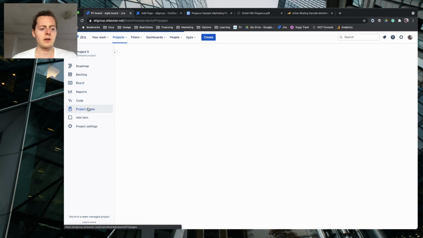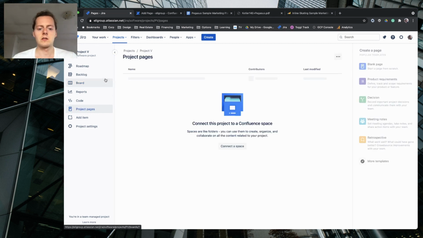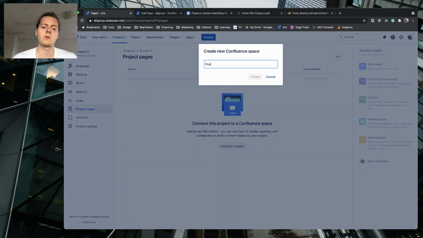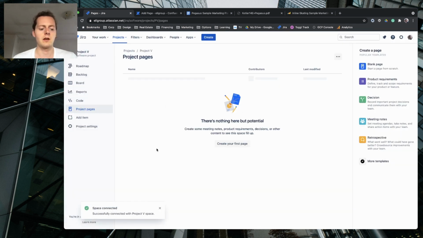So project pages, connect to space, create new Confluence space. There we go. That's what I project V. Okay, and I'm gonna do something like this. So that's Confluence page, a space, sorry, and inside of it I'm gonna create a marketing plan.